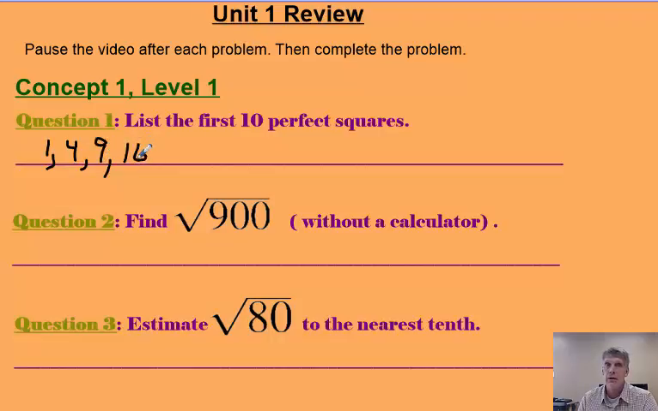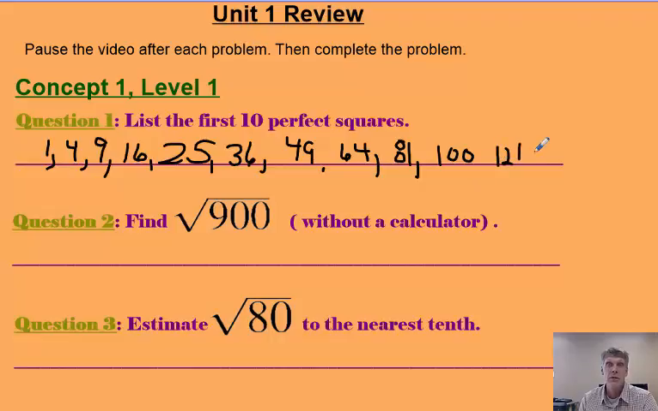16, go a little quicker here, 25, and then 36, and 49, 7 times 7, 8 times 8, that's 64, and 9 times 9 is 81, and then 10 times 10 is 100. 1, 2, 3, 4, 5, 6, 7, 8, 9, 10. So there's your 10. If you wanted the next couple, the next one's going to be 11 times 11 is 121, and the next one's 144. Alright, question number 2.